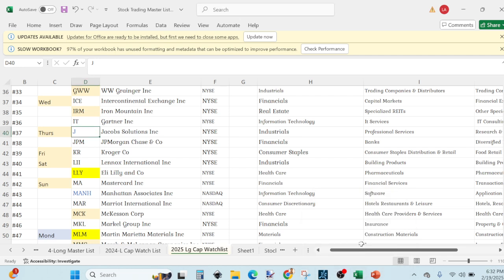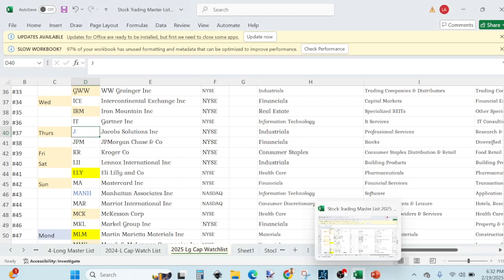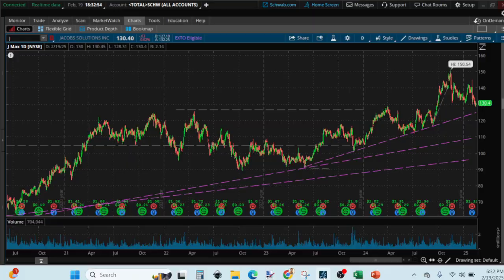So the next one we are going to analyze is going to be JPM, and those are the two on the watch list that we are going to analyze today.